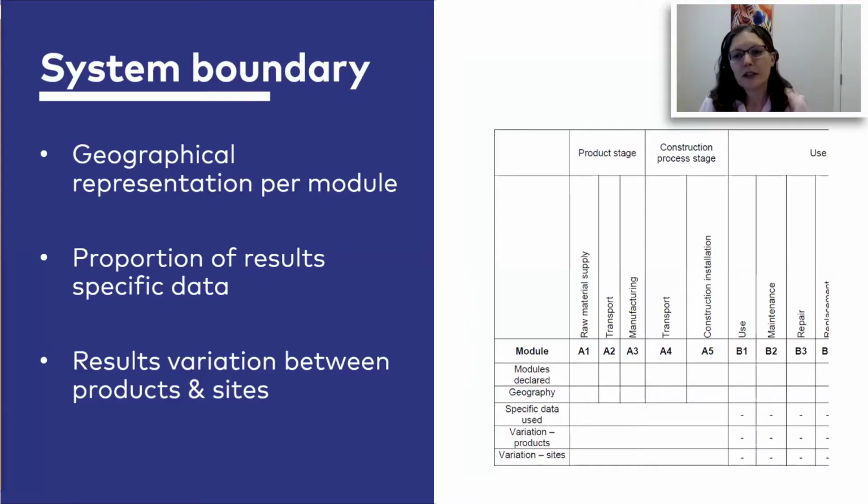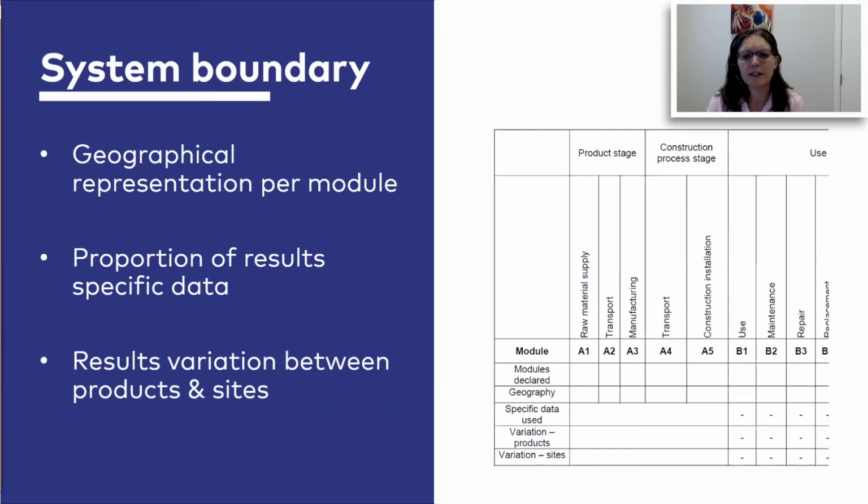The construction products PCR supports some of these new requirements of the new standard by providing a format to report on them. So that adds to the bottom of the modules table. It adds in the geographical representation per declared module, and also the ability to report on the proportion of the A1 to A3 or A1 to A5 results that come from specific data. So that's the data that's actually been collected for your product. And that's assessed based on a global warming potential indicator.